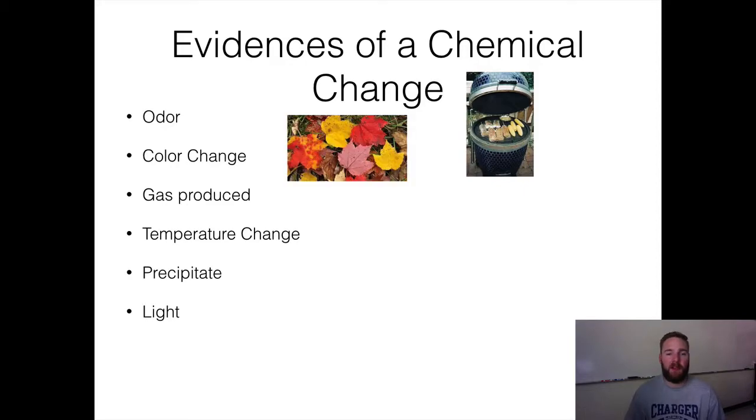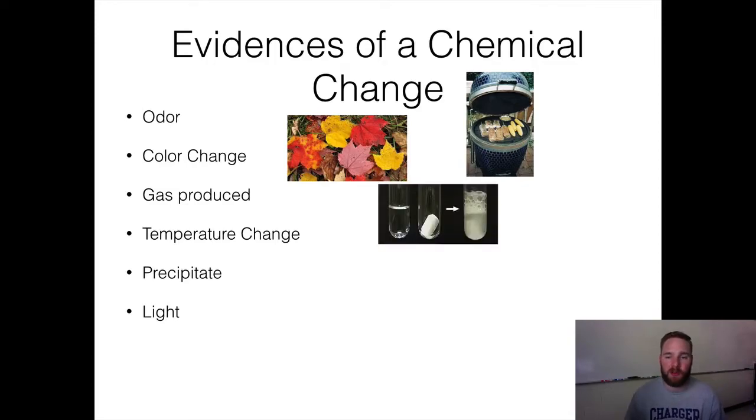How about a color change, right? Leaves in the fall, that's a color change. That's a chemical change. Can we get that back? Well, no, not without the leaf dying and falling off the tree. We need a whole new leaf there. So that would be evidence of a chemical change. Gas produced, right? This one's a very, very common one. When we have a chemical change, we see bubbles. That gives off gas, maybe a smoke. That's a good evidence of a chemical change, that we have a new substance formed.